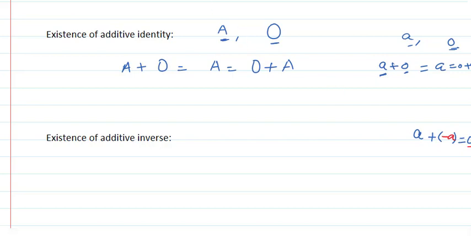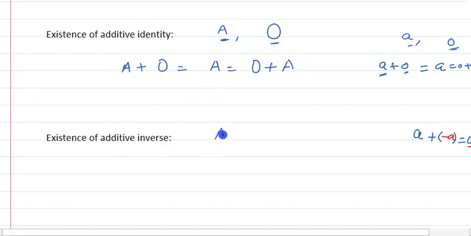Similarly here in case of matrices, if we add the negative of a matrix to the matrix itself, then the result will always be a null matrix. So if we add A with its negative, then the result is a null matrix. Therefore, additive inverse in case of matrices exists and it is the negative of the given matrix.